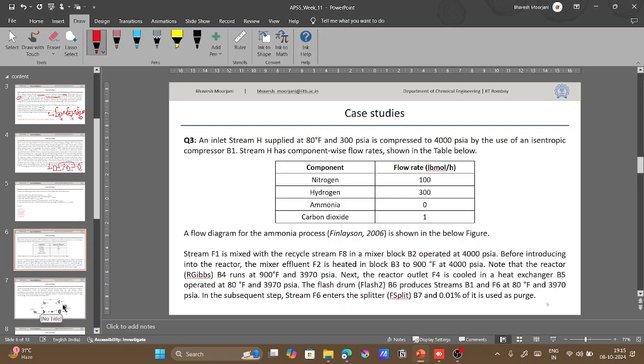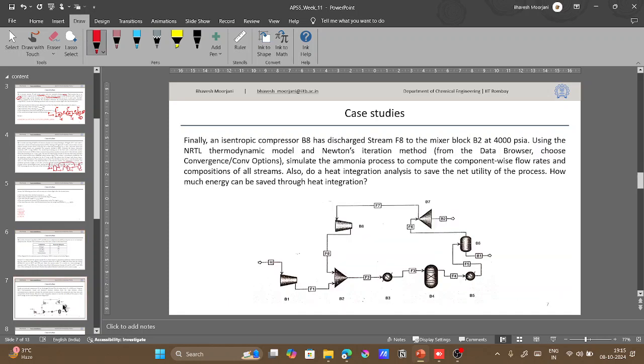This is again a process plant simulation part, where an ammonia synthesis process has been designed. So we will look into that.